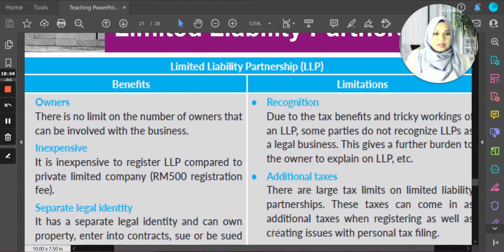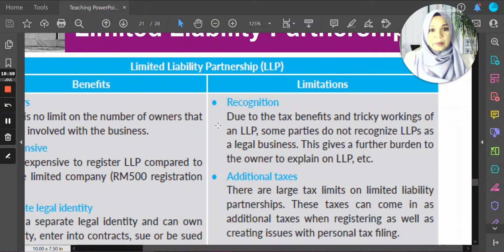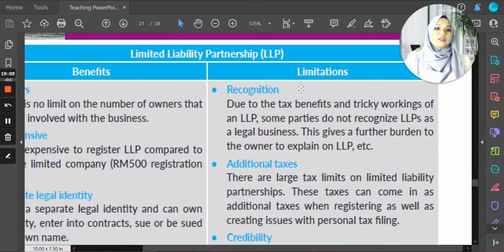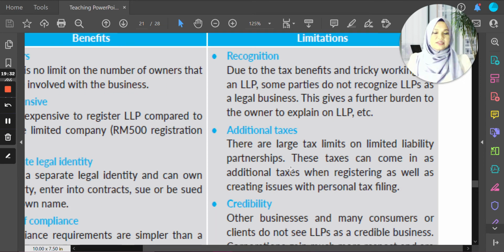While the limitation for a limited liability partnership is recognition. Due to the tax benefits and the tricky wording of what we call an LLP, some parties do not recognize an LLP as a legal business. This gives a further burden to the owner to explain the LLP and so on. Also, there are some additional taxes. There is a large tax limit on limited liability partnerships, and these taxes can come in as additional taxes when you want to register, and also when there are issues with personal tax filing.